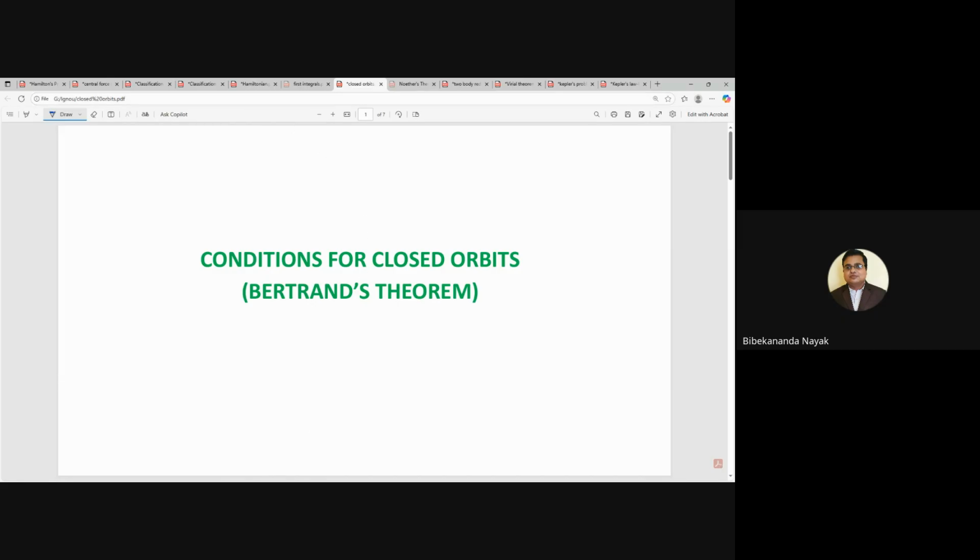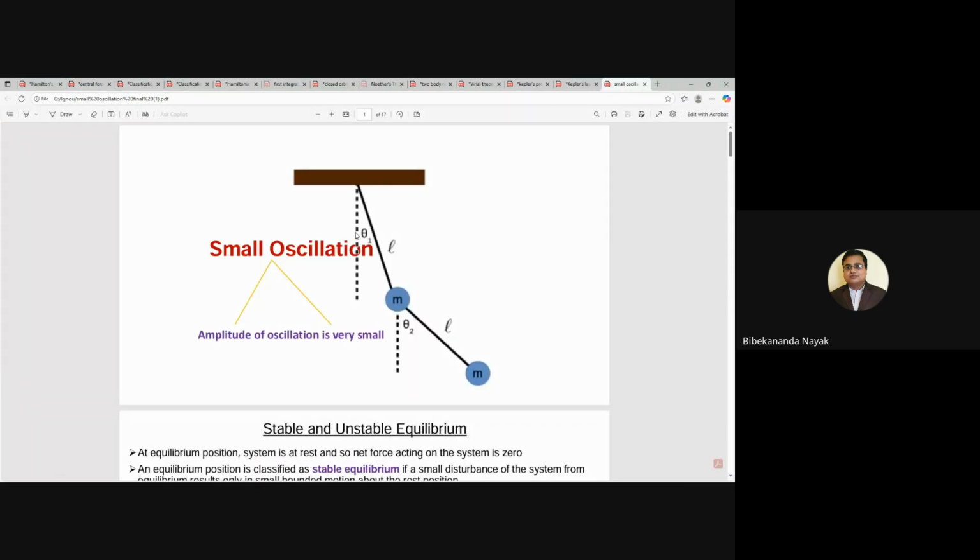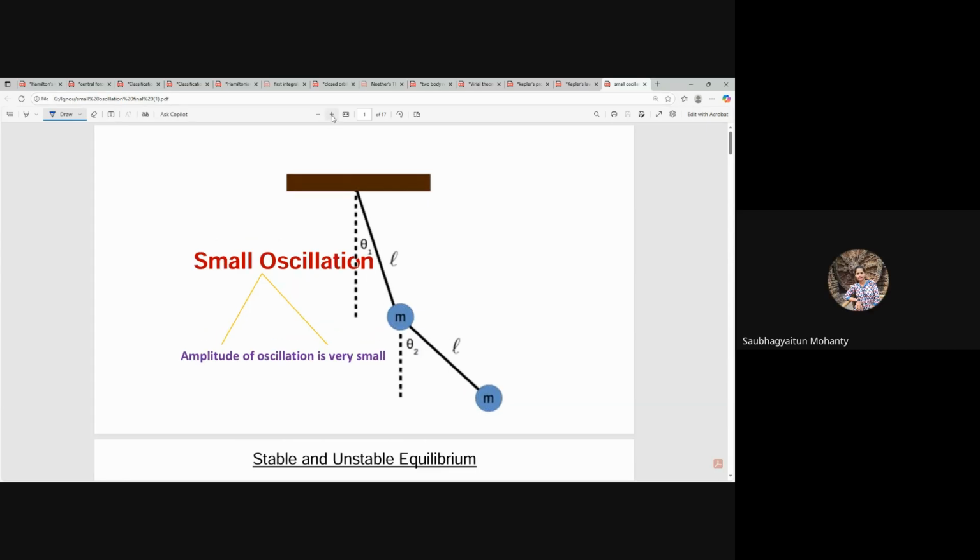Another thing is small oscillation, which was written in our syllabus. If you have any doubt, you can ask me. I have given my WhatsApp number. You can write a question in the group or ask me personally if you have any problem. Anyway, is the small oscillation slide visible? Yes, sir.